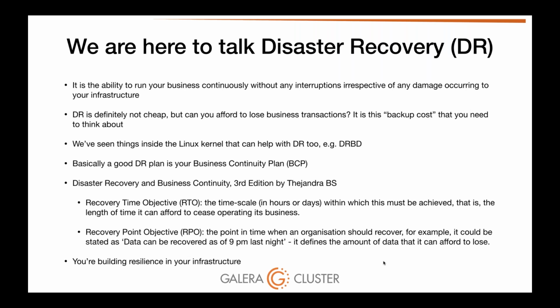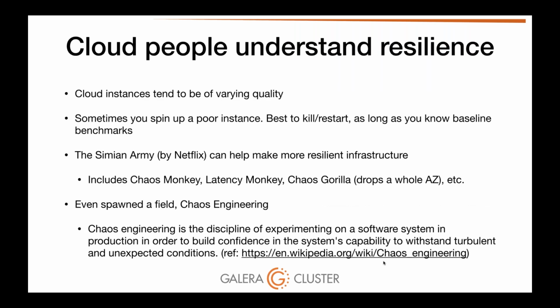But largely also building resilience into your infrastructure. Now, cloud people totally understand resilience. Cloud instances tend to be of varying quality. In preparation for this webinar, I spent a lot of time with cloud instances on Amazon, for example. Every time you spin up an instance, you need to make sure you've got a baseline of what the instance is supposed to provide. You could spin up more instances on, say, older hardware and you wouldn't even know. But you need to have a baseline benchmark before you launch your service. Of course, this takes a bit longer to launch said service, but if you have a poor baseline, you can kill and restart at any given time.